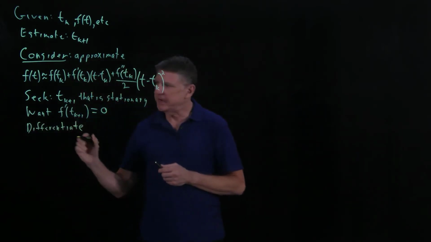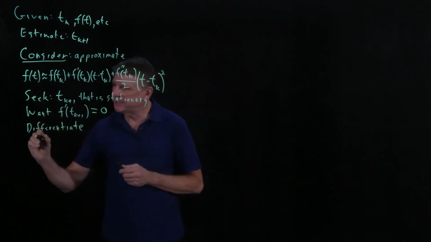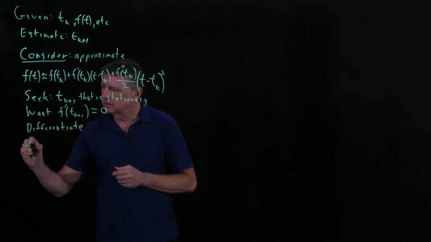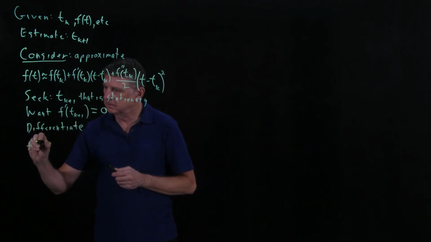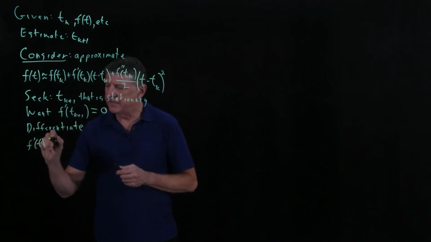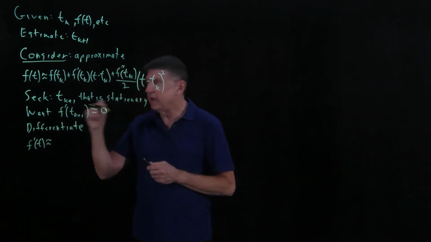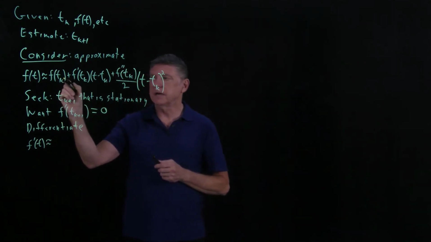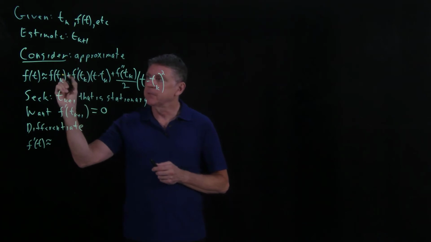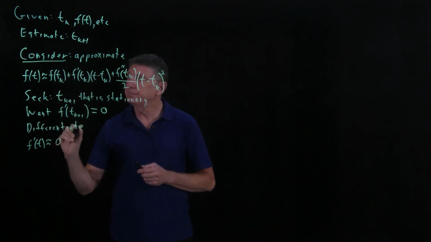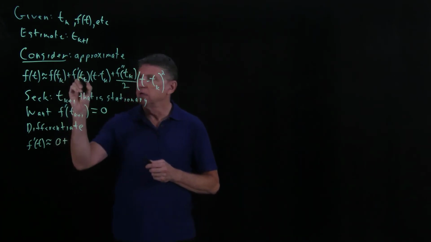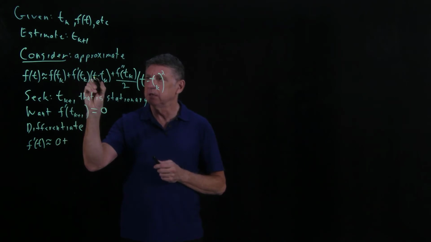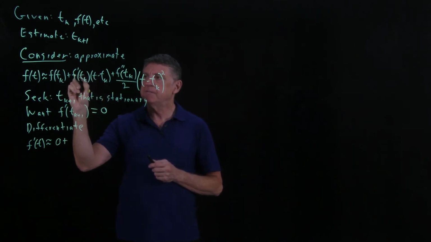When we differentiate, we differentiate the left-hand side, and then we'll keep this approximation for now. Now we differentiate the right-hand side with respect to t. Well, that is 0. And then that, with respect to t, is just f prime.